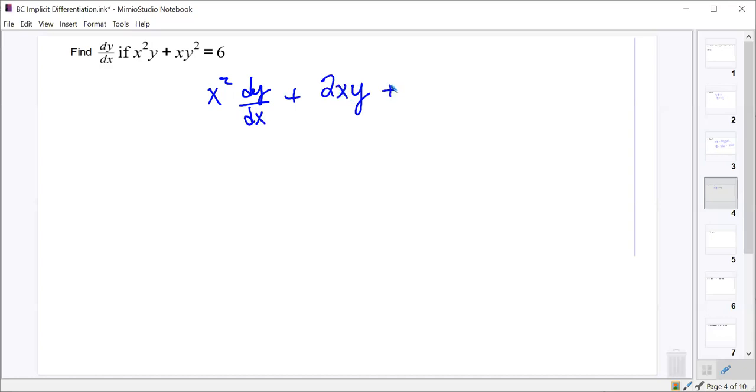And then same for the other piece, the xy squared, we need to use the product rule again. So that'll be x, and the derivative of the y squared is 2y dy dx plus derivative of x is 1. And so we just have y squared. And on the right-hand side, we should get 0.